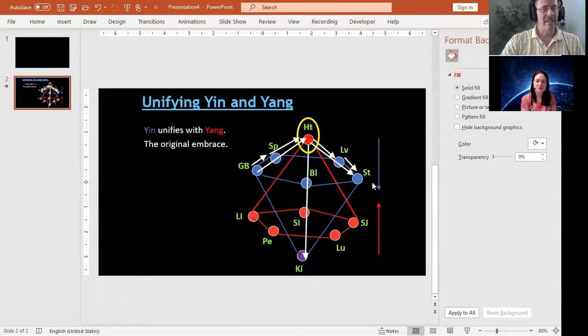Mm-hmm. And the idea here is that the sun's energy is being manifested in matter. And we can see the process, these little steps that it has to go through, spleen, heart, and liver, to build the foundation to create matter. I see.